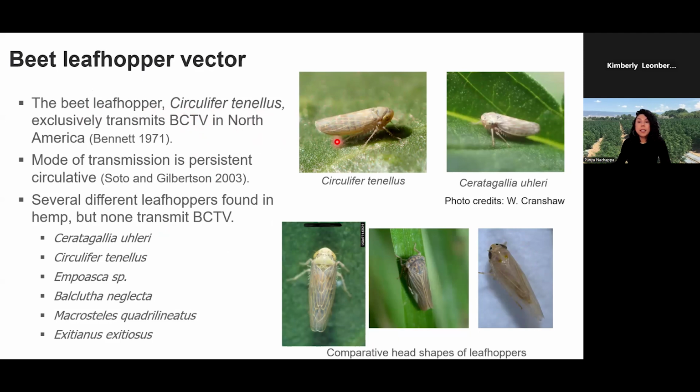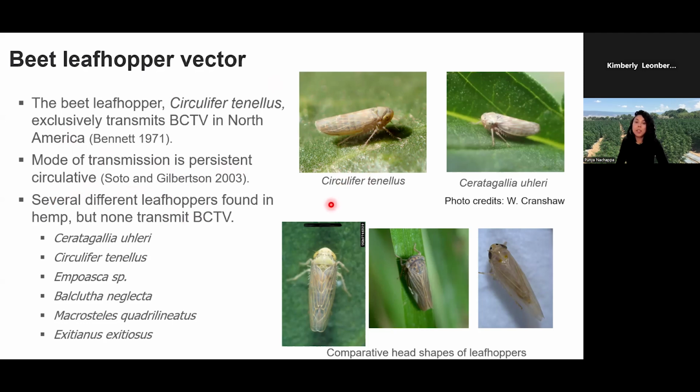The way the virus is transmitted is that the insect, which is also a phloem-feeding insect, picks up the virus particles from the phloem. The virus circulates through the insect gut and then is transmitted to a healthy plant through the saliva. The virus does not replicate in the insect, so it's called persistent, circulative, because it moves through the gut but does not replicate.